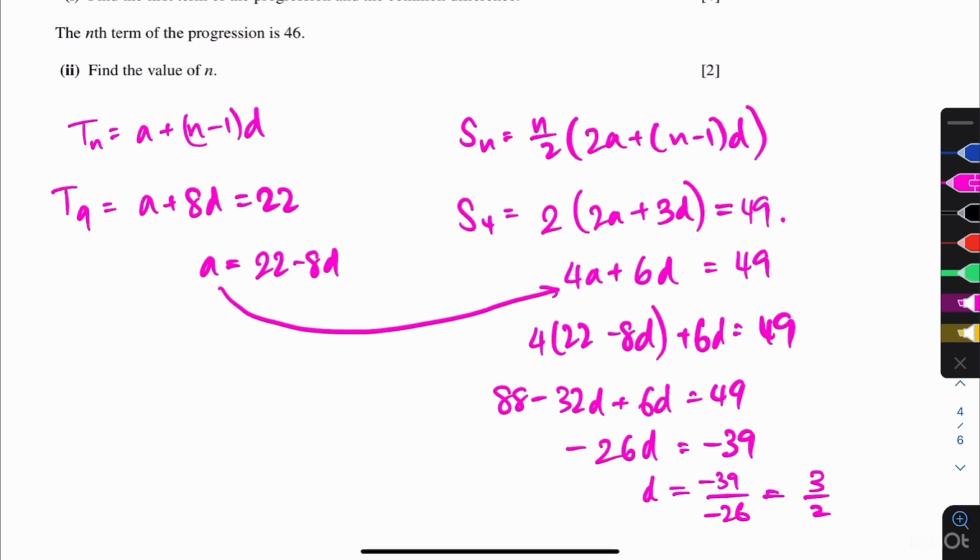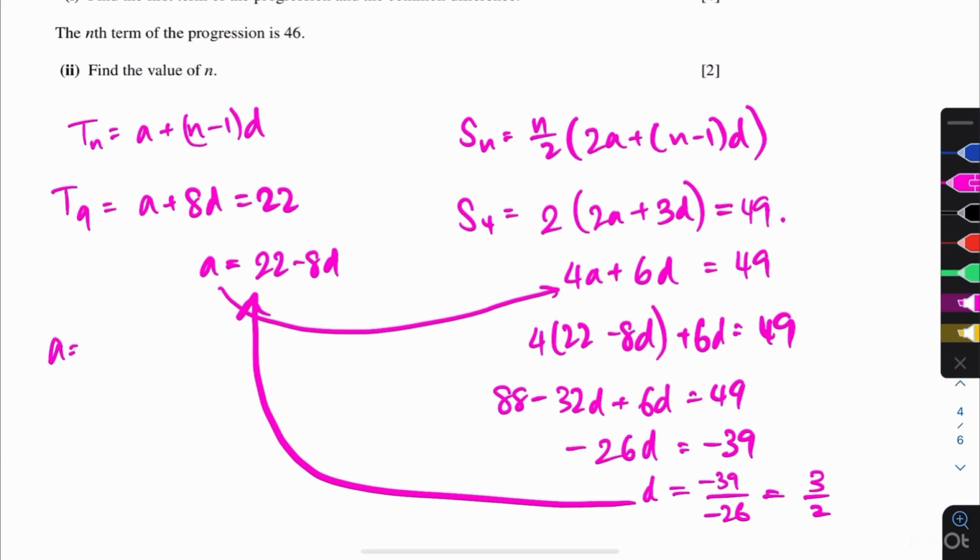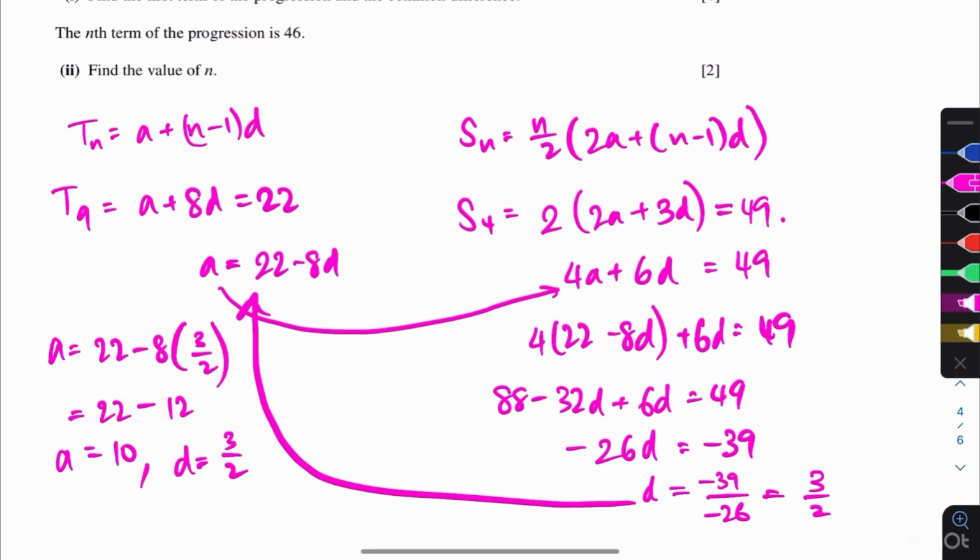Okay, so now that we have a value for d, we're going to substitute that back into our equation for a. So a equals 22 minus 8 times 3 over 2. So that's 22 minus 8 divided by 2 is 4 times 3 is 12, so a equals 10. So we have a equals 10 and d equals 3 over 2. So that's our answer for 3, part 1.